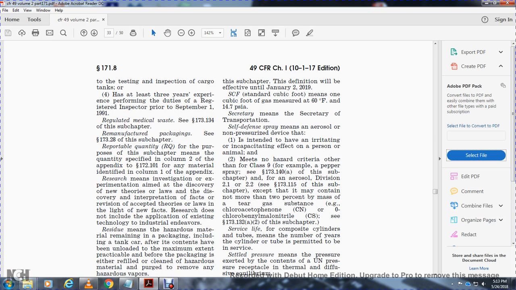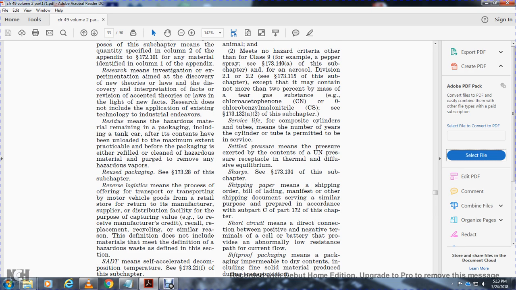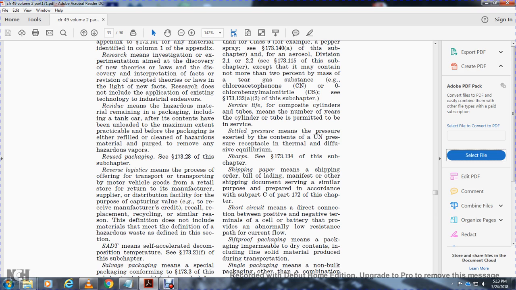Residue means the hazardous material remaining in a packaging, including the tank of a car, after its contents have been unloaded to the maximum extent practicable, before the packaging is either refilled or cleaned of hazardous material and purged to remove any hazardous vapor, and before reuse of the packaging, 173.28 of the subchapter. Reverse logistics means the process of offering for transportation or transporting by motor vehicle goods from the retail store to the manufacturer or distribution facility for the purpose of capturing value, receiving manufacturer credit, recall, replacement, recycling, or some other reason. The definition does not include material that meets the definition of waste as defined in this section.